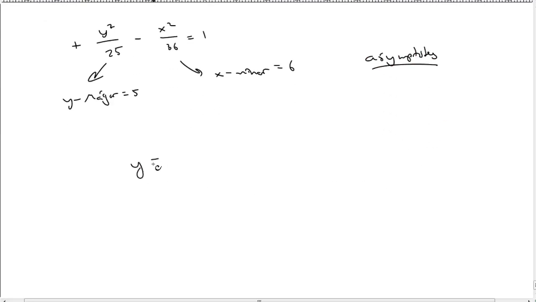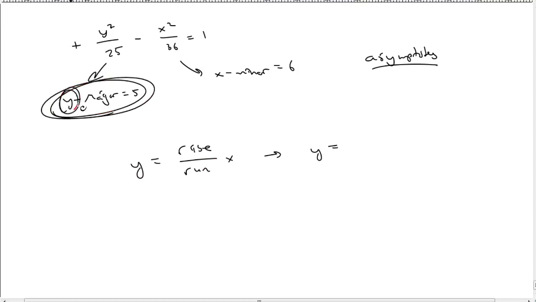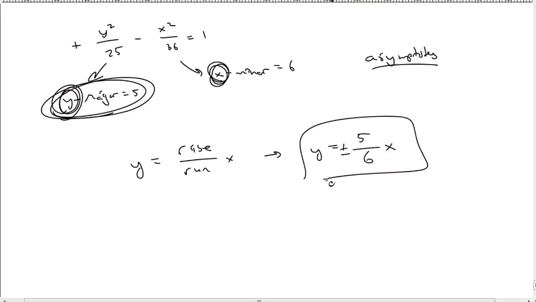Okay, well this is very simple because it's again rise over run, my slope, right? My y distance, y of 5, and then I got my x distance of 6. Put a plus and minus in the front, slap an x on there, and there's your answer.